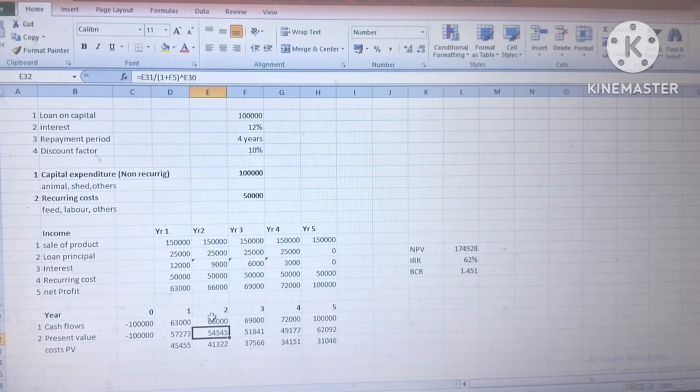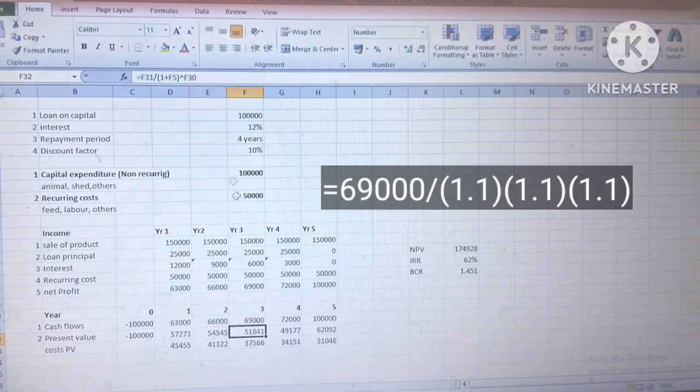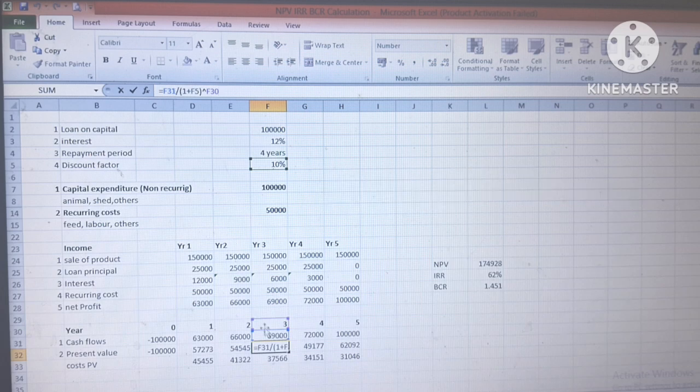So in the second cell, in the present value, we are taking the power to 2. It means it is multiplied 2 times. Then we are going to get the present value. And in the third year, if we multiply the rate 3 times, then we are going to get the present value in the third year. So accordingly to 5 years, we have arrived at all the 5 years present values.